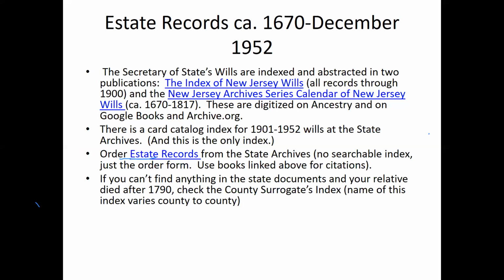So not everybody followed the rules that they were supposed to. You're supposed to file with the state until they dissolved the Secretary of State's office collecting the wills, and then it became a county function. So some people filed with the county rather than filing with the state like they were supposed to. So if you don't find your relative listed in the state records, I would check the county surrogates as a backup.